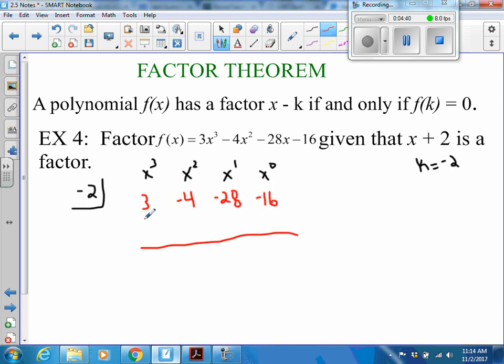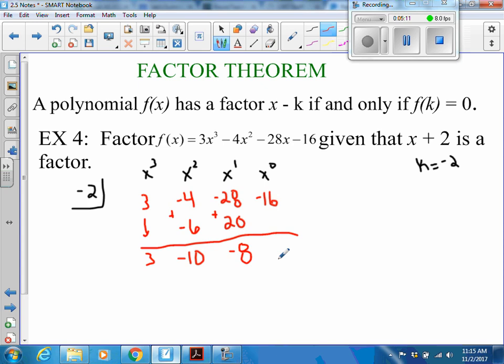Now, I bring the 3 down first, so you always need to bring that down first. And I take my k value and multiply it. So I do -2 times 3. That should give me -6. So I add the numbers together. So I do -4 plus -6. That gives me -10. I do negative 2 times negative 10 to give me a positive 20. I add these terms, so negative 28 plus 20, to give me negative 8.